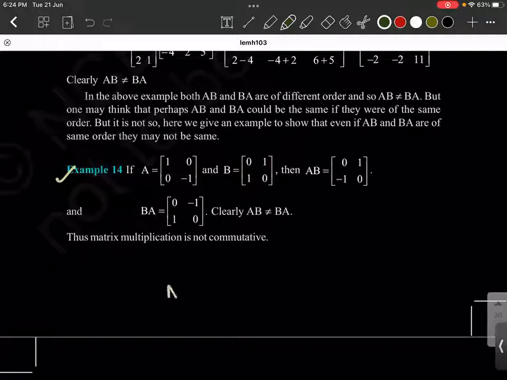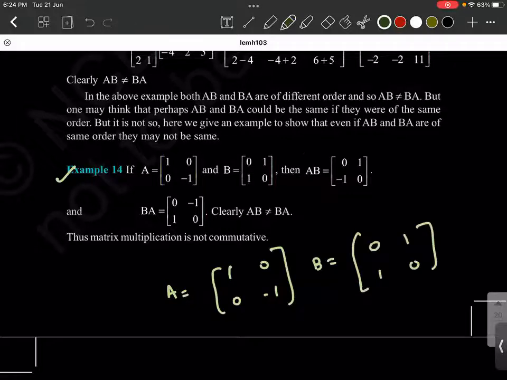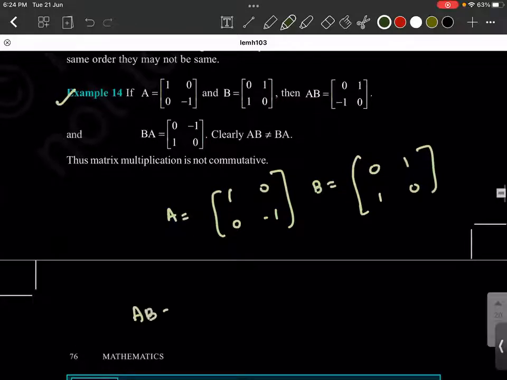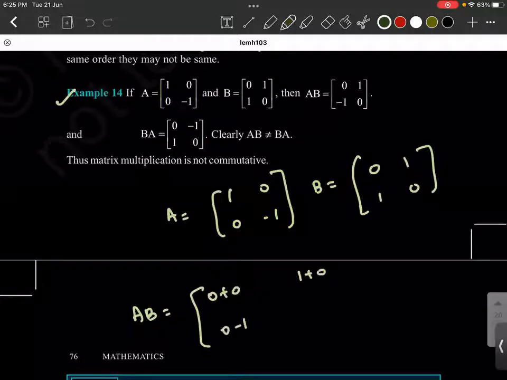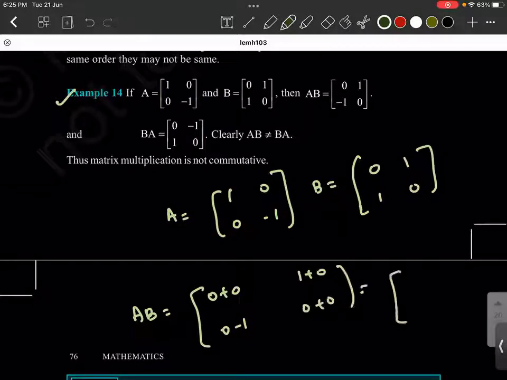So what is it? A is equal to 1, 0, 0, minus 1 and B is equal to 0, 1, 1, 0. Then find the value of AB. So AB will be equal to 1 plus 0 and 0 plus 0. It is going to be 1 plus 0. Here it will be 0 minus 1. It will be 0 plus 0. So the answer will be 0, 1, minus 1, 0.